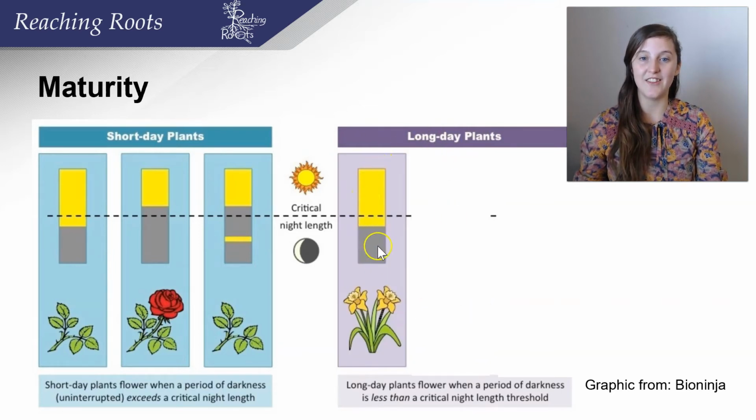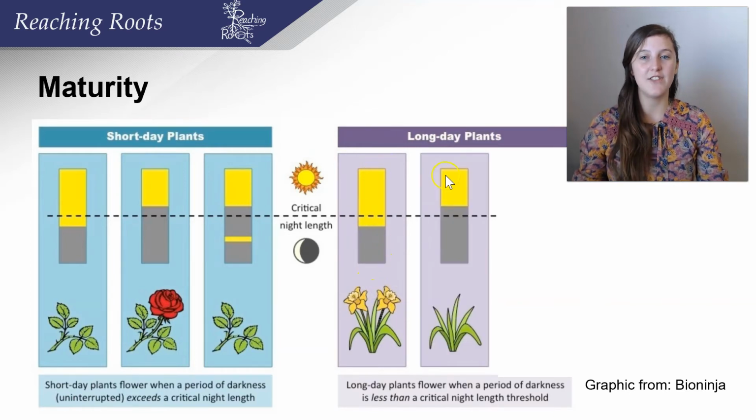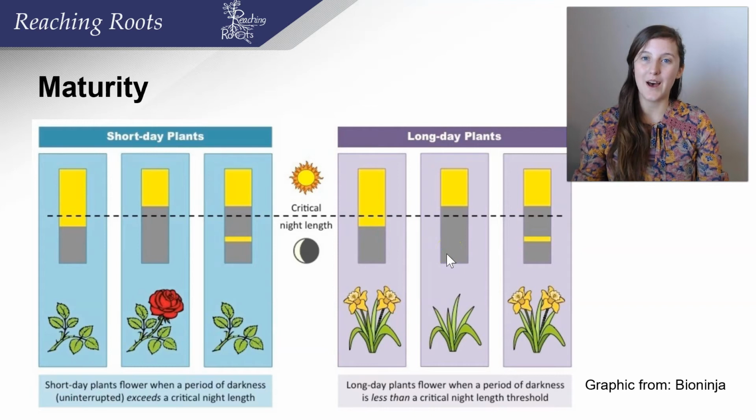If the days are long and the nights are short, long day plants will produce flowers. If the days are short and the nights are long, they will not produce flowers. But you can manipulate long day plants into thinking their nights are shorter by having this break. So if you have some light and then a short night and then a little bit more light, just a couple hours, and then more night, you can trick long day plants into flowering.